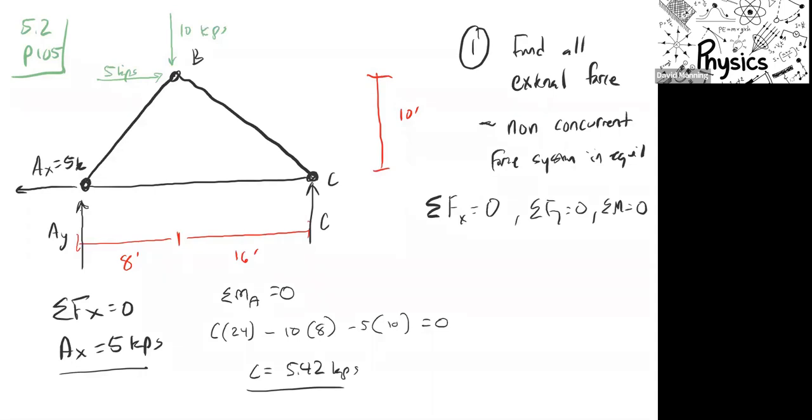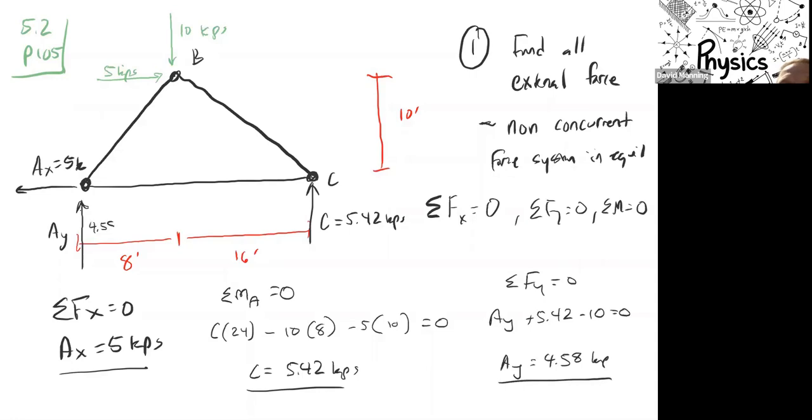Any questions there? And then our final step is to find, well, always write these in as you go, because you'll just lose your minds. And then sum of the forces in the Y equals 0. So AY plus 5.42 minus 10 equals 0. AY equals 4.58 kips. Follow me so far? Anybody need anything clarified there? That's the review from last chapter.